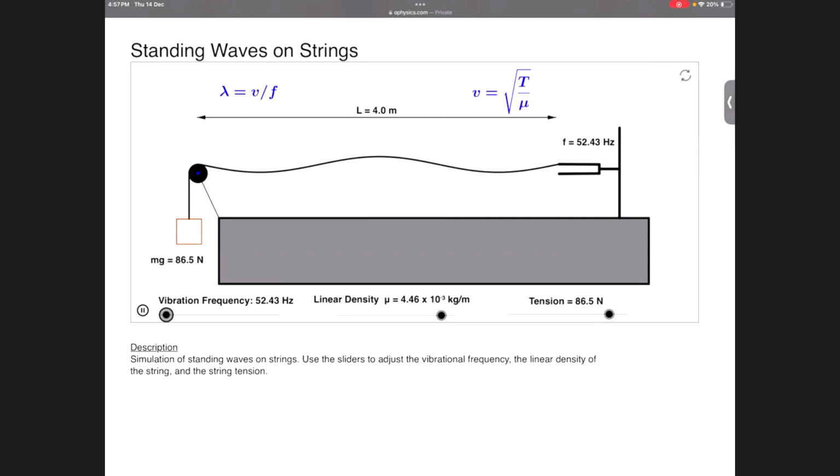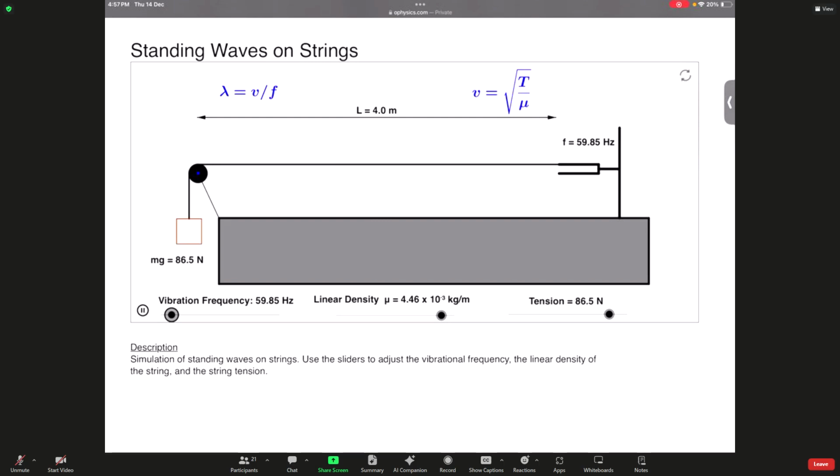So from 52 I'll increase it a bit, and I went to 59. What just happened? The whole thing disappeared, right? What's the reason it disappeared? This animation can't fully show it, I don't think you can see it, but there are waves here, but the waves are not forming stationary waves. So what are they doing? Just randomly moving around like that.